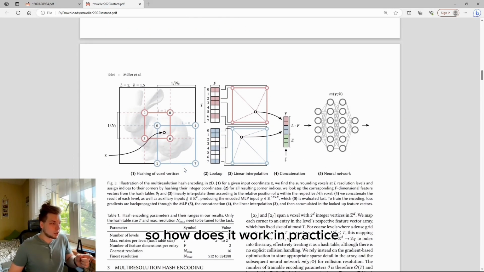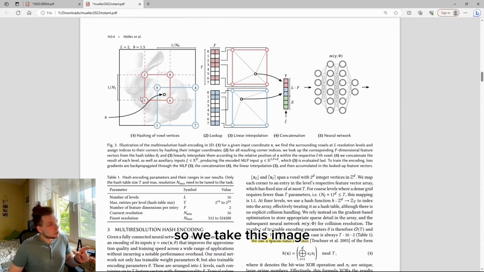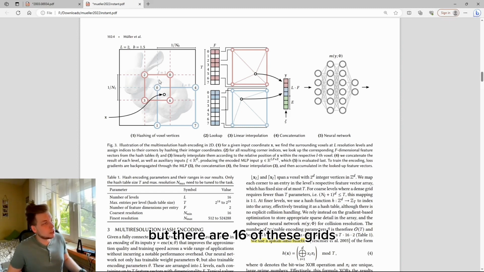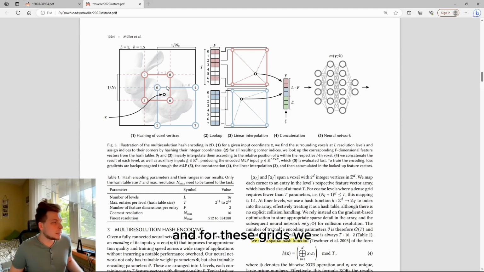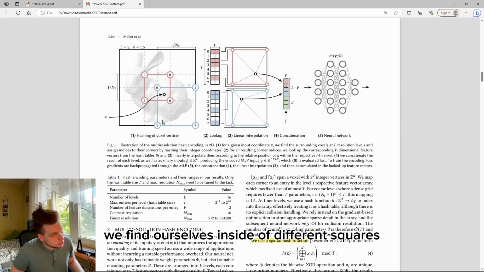So how does it work in practice? We take this image and we divide it into grids, right? And there are 16 of these grids. There are only 2 shown here, but there are 16 of them. And for these grids, we have this square. So let's say we have this x, right? And we want to have an embedding for the x. This is our xyz point. We want to embed it, right? So then we find ourselves inside of different squares.